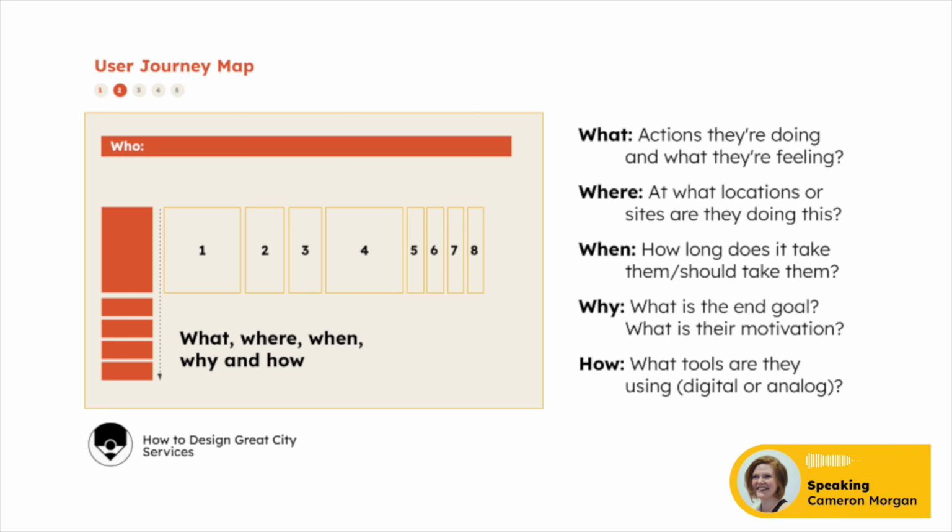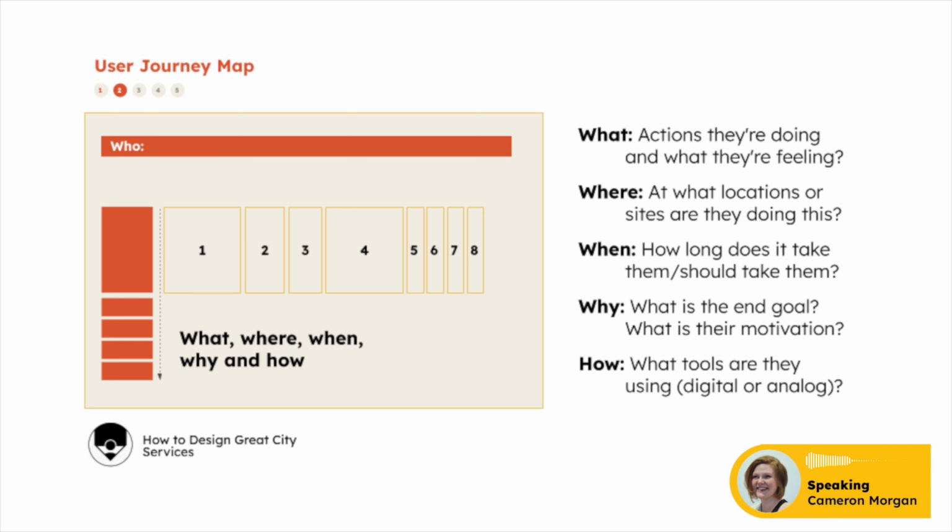The where: at what locations are they doing this? Is it in person? Is it digital? When: how long does it take them? But also, how long should it take them? So maybe this is a piece of information you bring in after the fact. Why: what's their end goal? This can pair really well with that emotional state I just referred to. Also, what's their motivation? What are they hoping to get to, and where do they actually get?